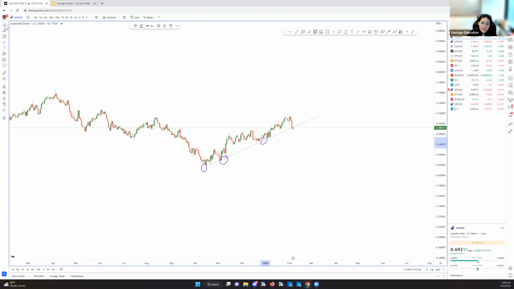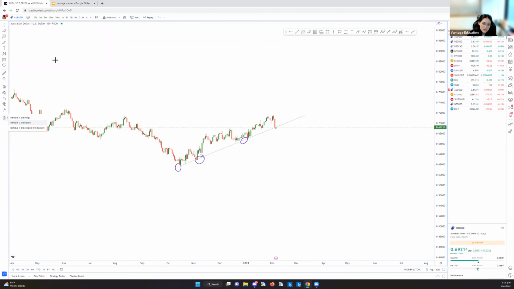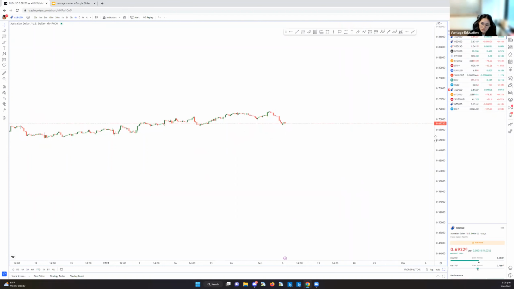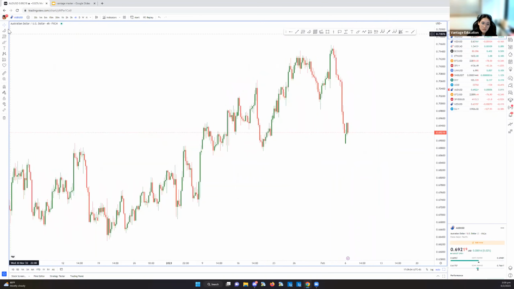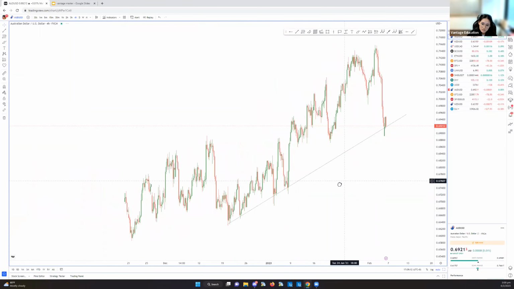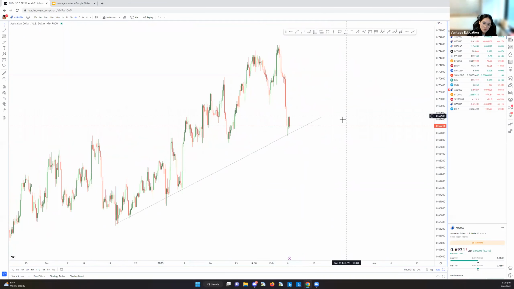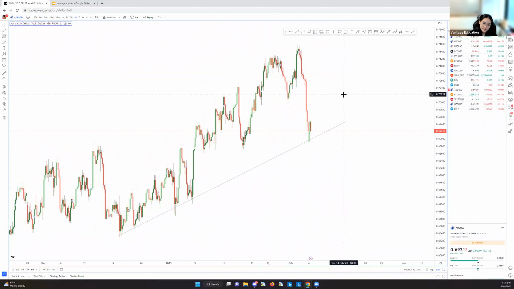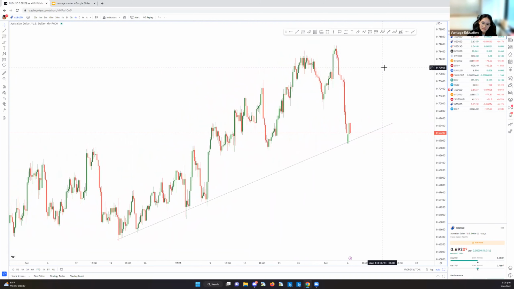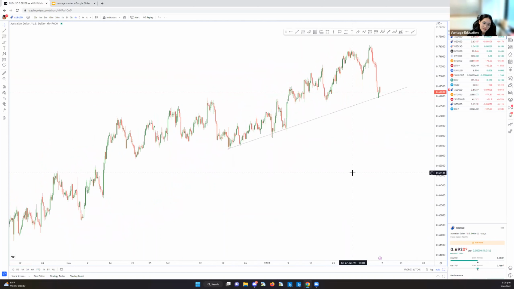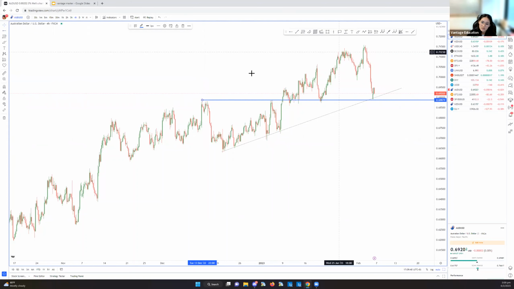So let's zoom into our 4-hour time frame for more in-depth analysis now. Here I have the same upward trend line. Price has recently bounced off of the trend line. Now that we have a general idea of the trend, which is upwards, let's find some support and resistance levels. I'm going to go ahead and put a support level over here.